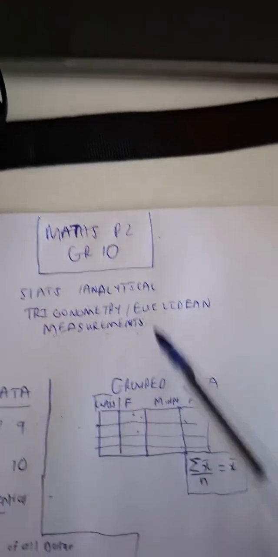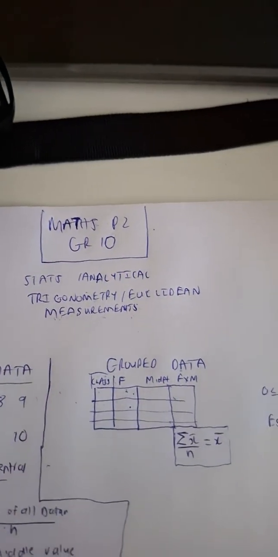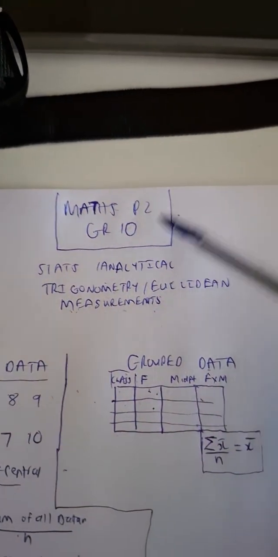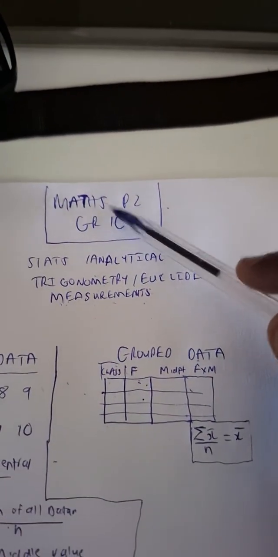This is grade 10. This is not grade 11 or 12. So you're asking a question about cumulative frequency, and that's not in the scope of what I'm doing right now. The learners that are here don't have an idea of what you're talking about. They'll only know what you're talking about in grade 11. Guys, this is grade 10 maths paper 2, not grade 12 or 11.